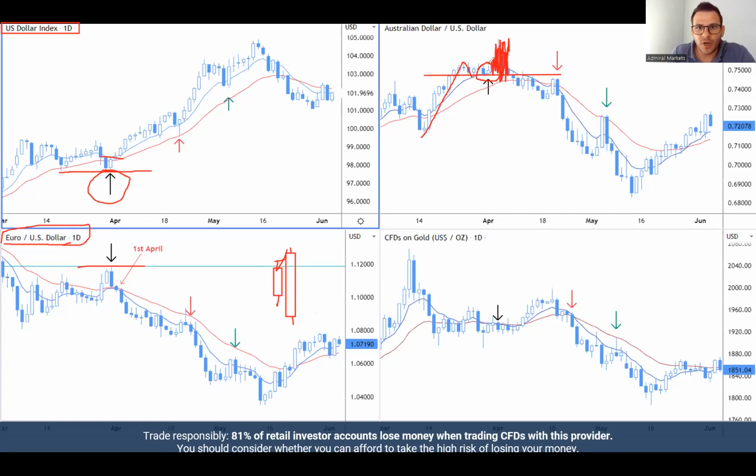So instead of going here on the Australian dollar chart and buying the Australian dollar against the US dollar, you can increase your probabilities. You can put the probabilities in your favor by understanding that this market is not moving up because the US dollar is weak. It's because the Australian dollar is very strong. But from here, we can see that the US dollar is also very strong.